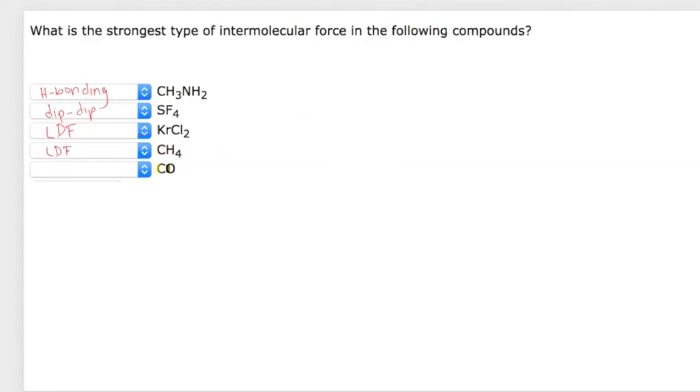Last but not least, we have carbon monoxide, or CO. To draw the Lewis structure of that, it looks kind of like this. To include the formal charges on here, we have a positive charge on the oxygen and a negative formal charge on the carbon. In terms of electronegativity, we know that oxygen is more electronegative than carbon. So we'll actually have a partially negative charge on this oxygen and a partially positive charge on this carbon. This is a polar molecule.